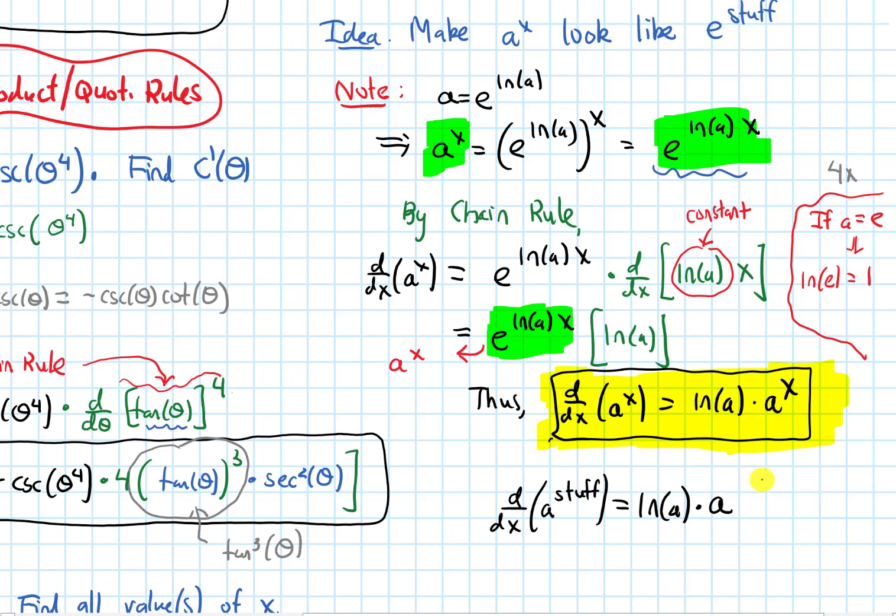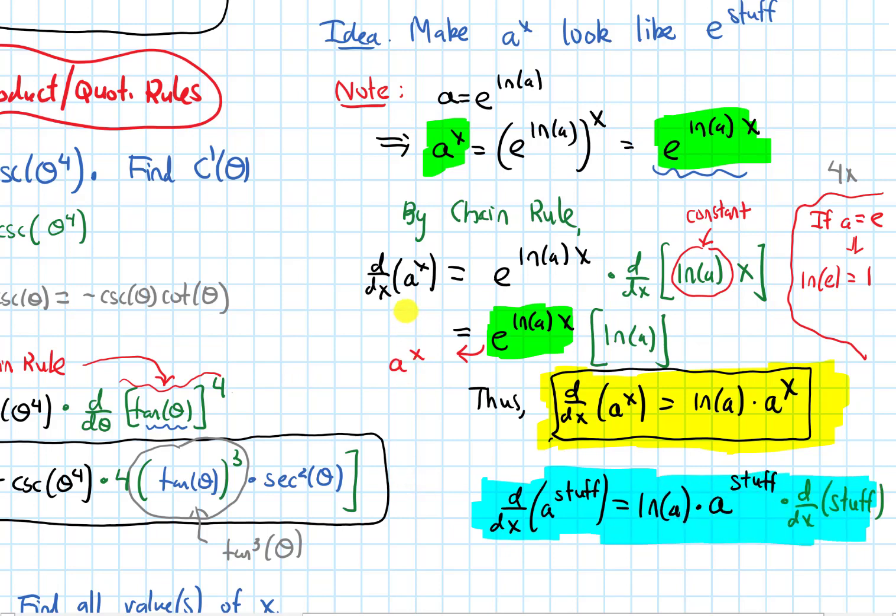But chain rule says, wait, don't just write x there. Plug in the inside stuff. So in this case, we'd plug in that inside stuff. And then chain rule says, well, okay, then multiply by the derivative of the inside. Multiply by the derivative of the stuff. And here we have a formula for the derivative of a to the stuff, not just a to the x, involving chain rule.